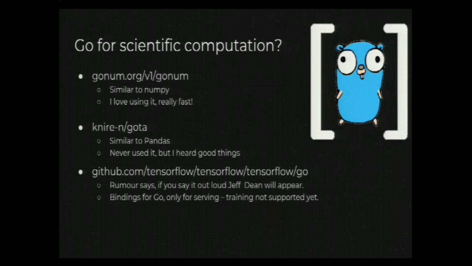I actually implemented a neural network in Go. The pure implementation was painfully slow, like really slow. But just by modifying one single function to call GoNum, it became 100 times faster. So it is worth checking GoNum.